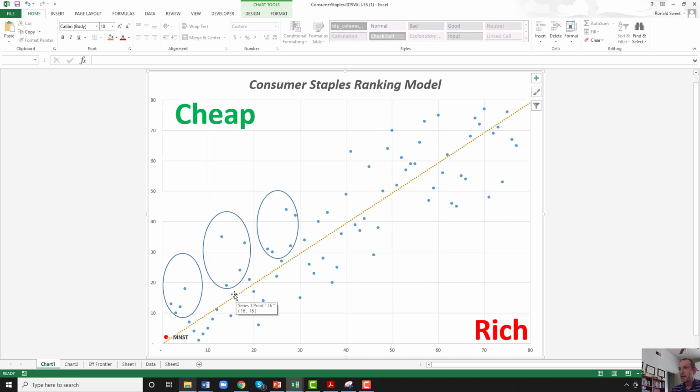Like right here, this firm, I don't know what firm that is, but we ranked it 16th, and they were the 16th most expensive. These stocks over here we don't like. This one right here, we ranked it 46th, but the market had them the 29th most expensive, so we don't want stocks over here. So we're looking for stocks in these categories.